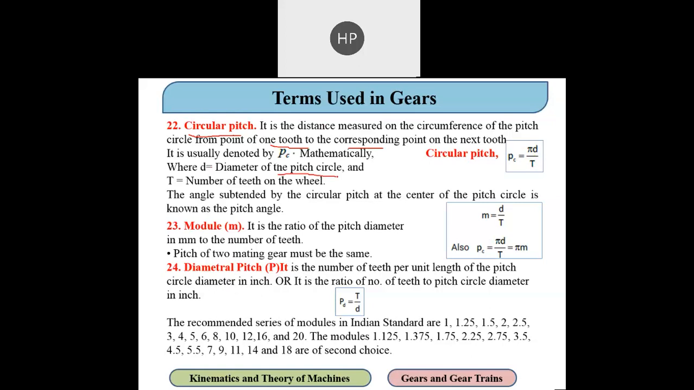We have three diameters: one diameter is of the addendum, one is of the pitch circle, and another is of the dedendum. So which diameter do we have to consider? We have to consider the diameter of the pitch circle. Then T is the number of teeth on the wheel. On a gear, how many teeth are there? We can easily count it, and based on that we can get the circular pitch. So circular pitch Pc is equal to pi d by T.